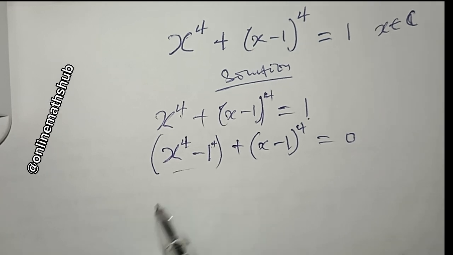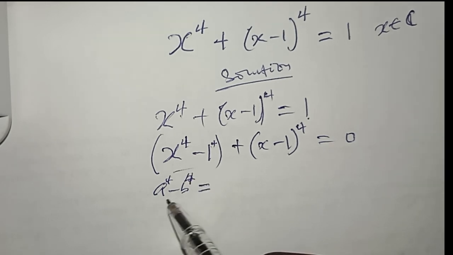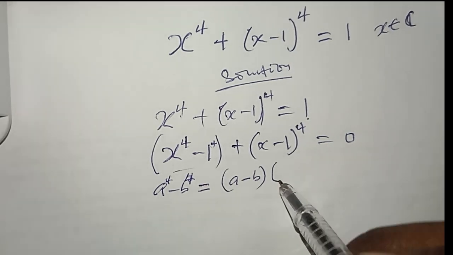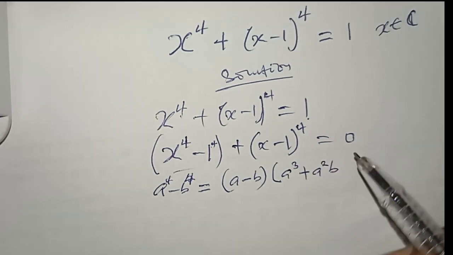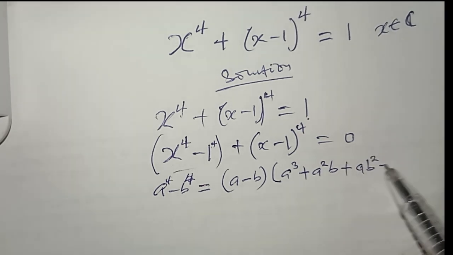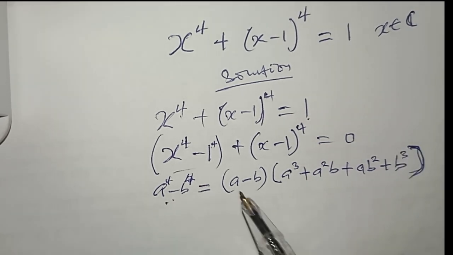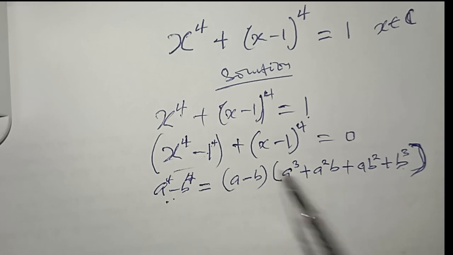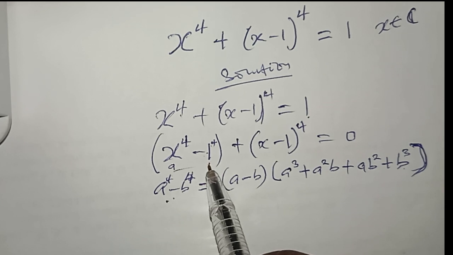And of course, you can remember that a power 4 minus b power 4 can actually be expressed as (a minus b) times (a power 3 plus a power 2 multiplied by b power 1, plus a power 1 multiplied by b power 2, and then plus b power 3). This is how we can expand this. So I'm going to use this to expand what I have right here. In this case, you can see our x is the a, and our b is 1.